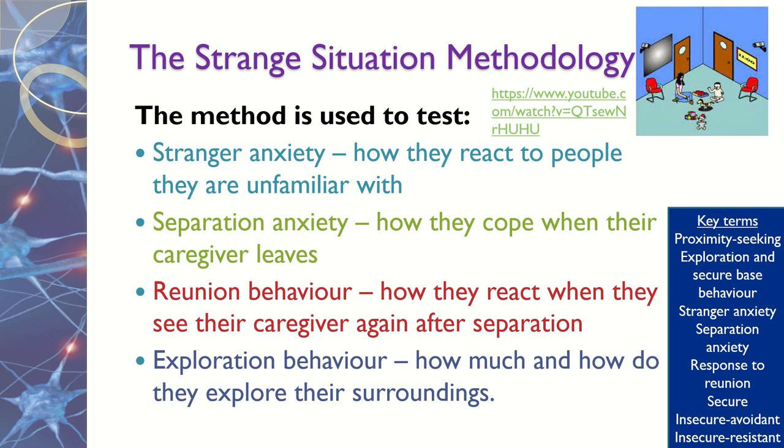4 behavioural categories, and those are stranger anxiety, so how you react to someone who is unfamiliar to you. This is the baby, how they react, sorry, not the mum, obviously. Separation anxiety, how they cope when their caregiver leaves, so normally the mother leaves. They're not being left for a long period of time, just like in the still face experiment, they're just being left for like 30 seconds to a minute, but how do they cope with it? Reunion behaviour, so how they react when they see their caregiver again after they've had that separation. And exploration behaviour, so how much exploring of their surroundings, playing with their unfamiliar toys, being in this unfamiliar environment, how do they cope with that?